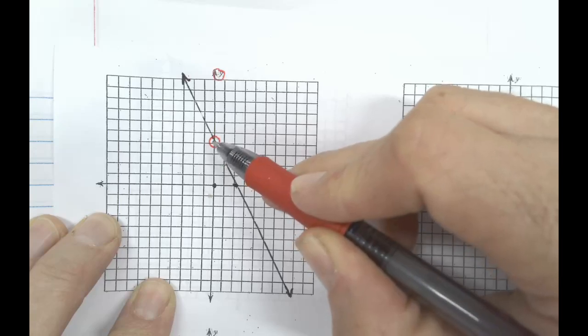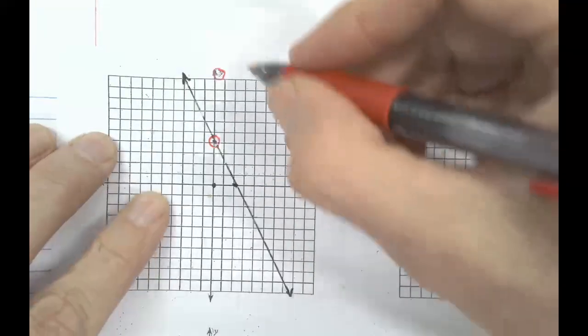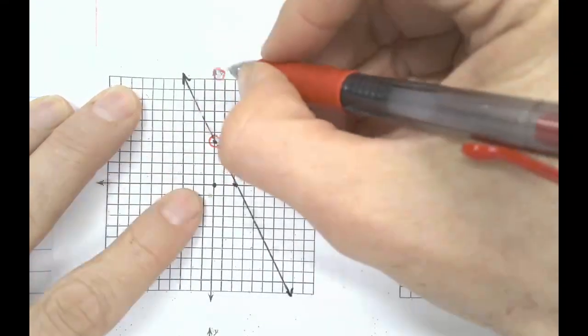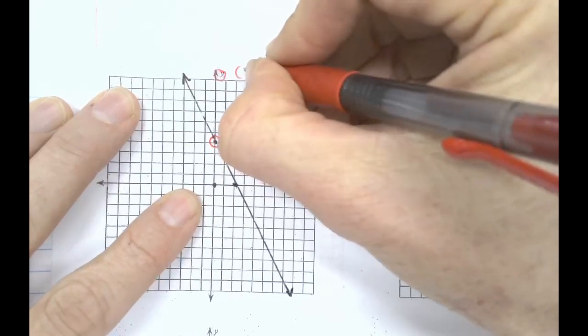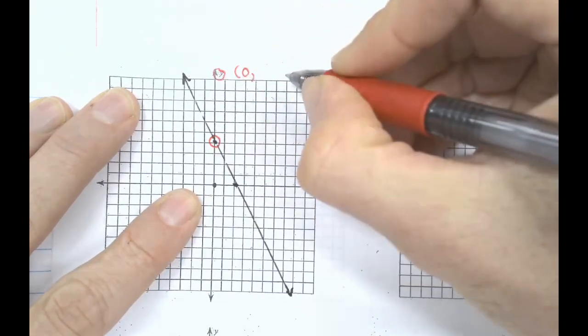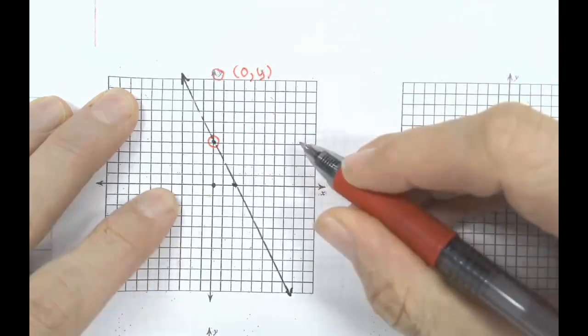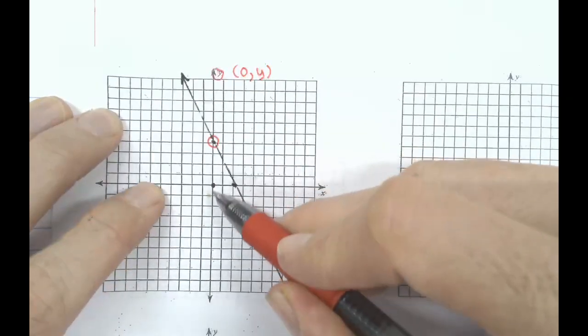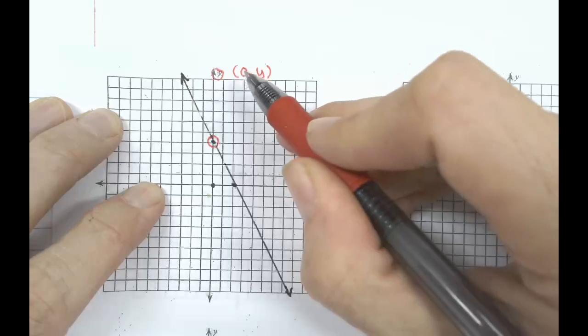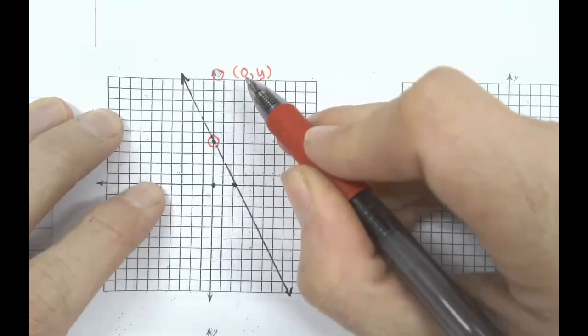That's the intercept, okay? And the x-coordinate for a y-intercept is always 0. The y can be different, but the x-coordinate for any point on this line, the x-coordinate is always going to be 0. It's always going to be 0.